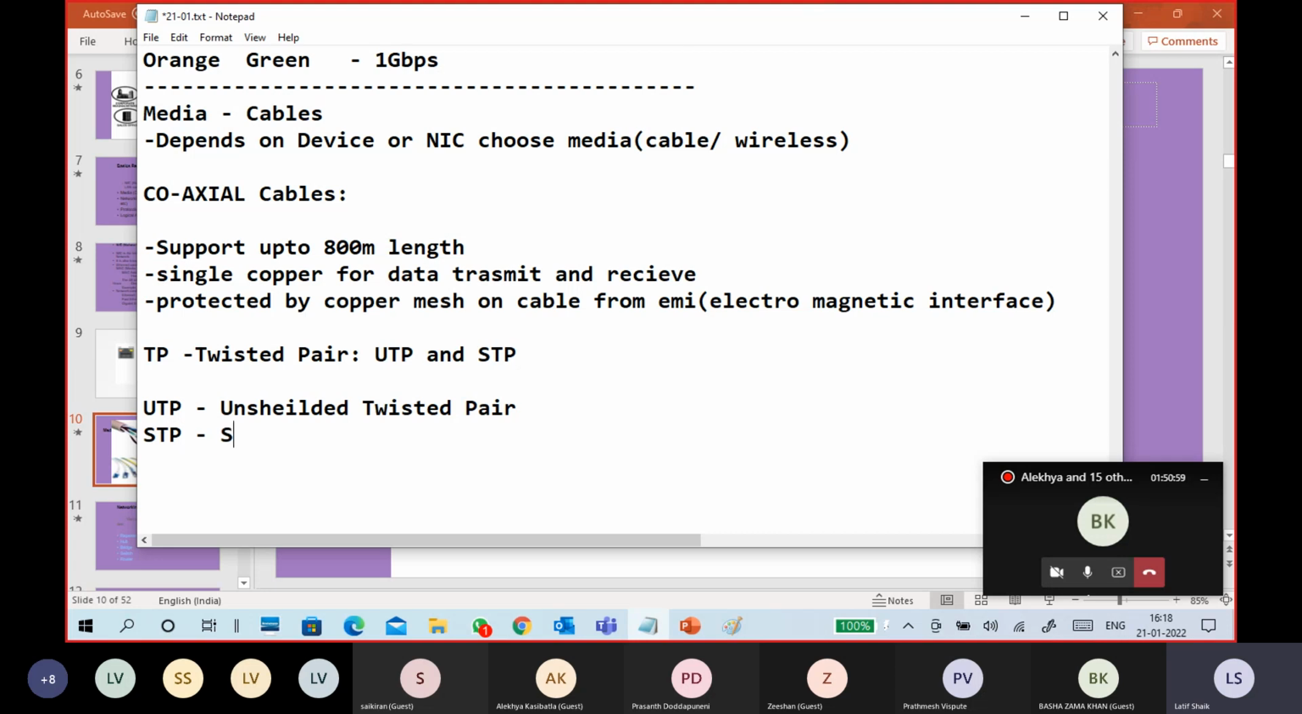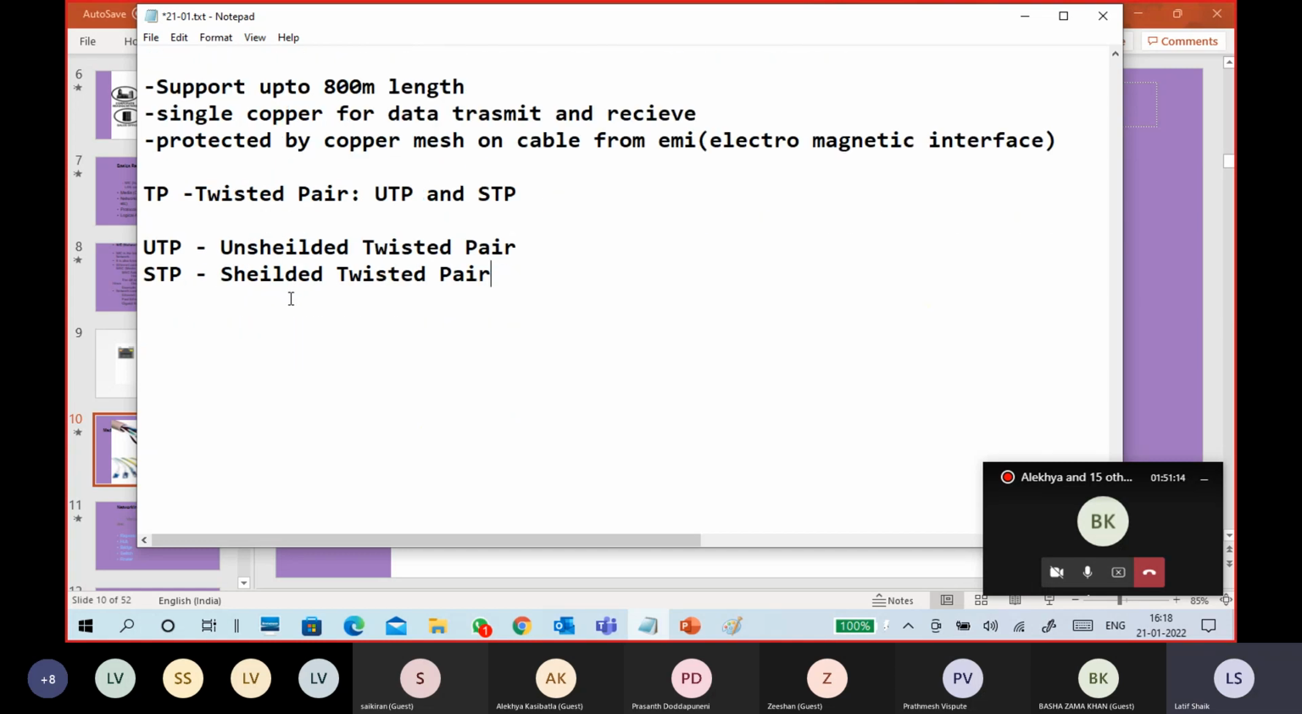STP means shielded twisted pair cables. What is it? Unshielded twisted pair cables, shielded twisted pair cables. So what is this twisted pair? Twisted pair has 8 wires in the cable. In the entire cable, 8 wires are there. So this is called a 4-pair cable.